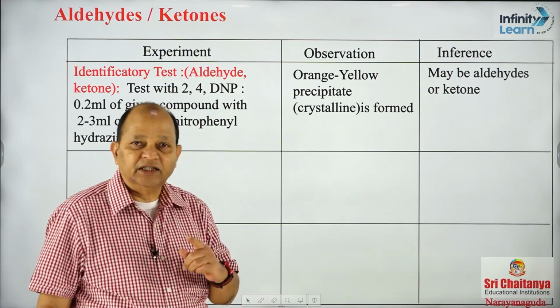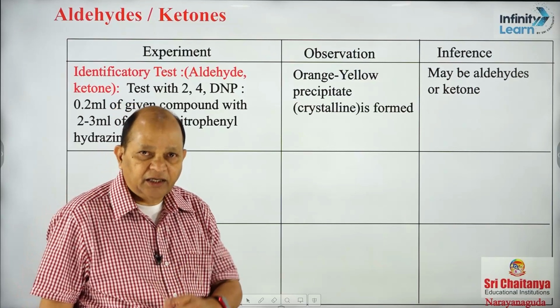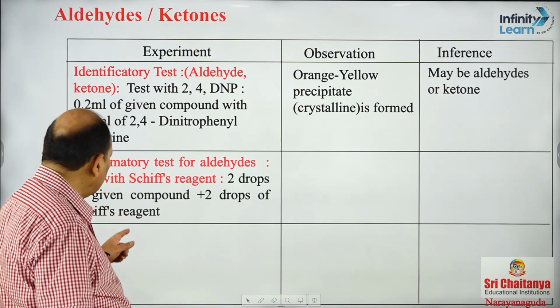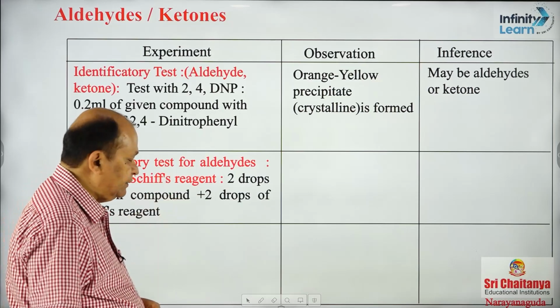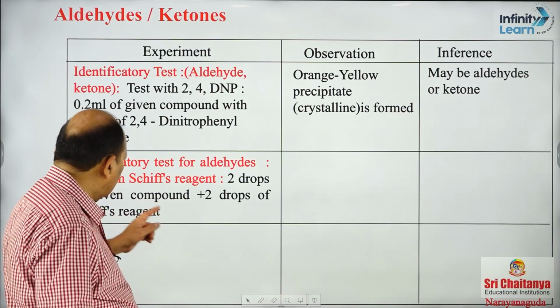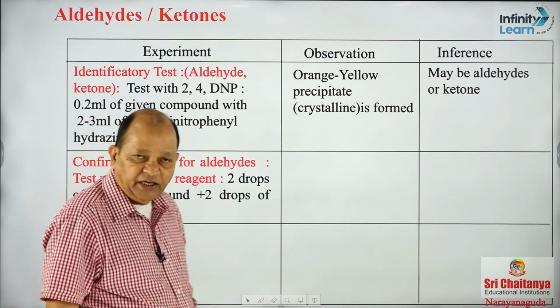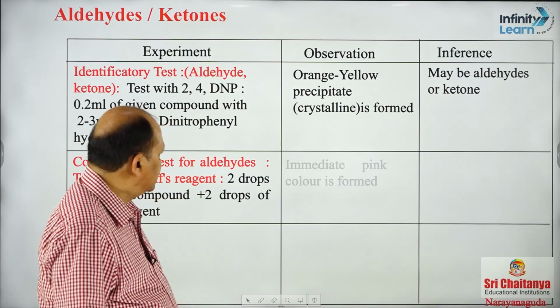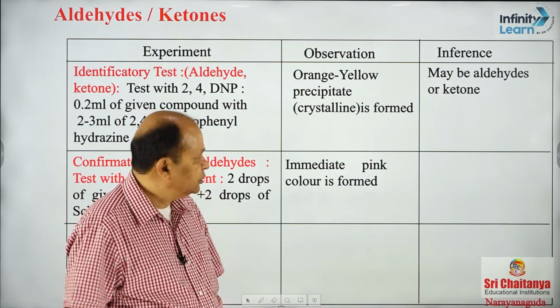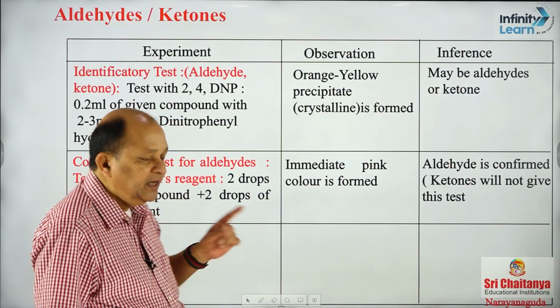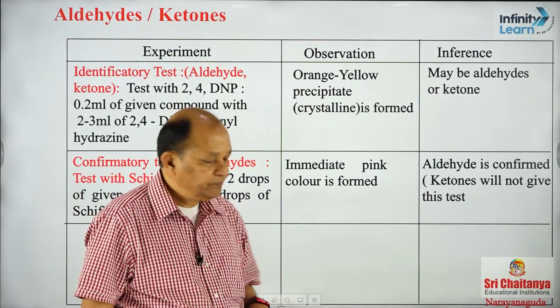Now, to confirm whether the given compound is an aldehyde or a ketone, we have to go for some other confirmation test. Here, the test with Schiff's reagent: 2 drops of the given compound plus 2 drops of Schiff's reagent. When you do that, the pink color of the Schiff's reagent will be restored. That will confirm an aldehyde; ketones will not give this test.